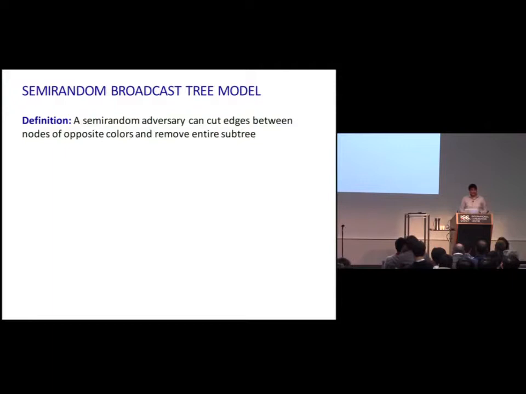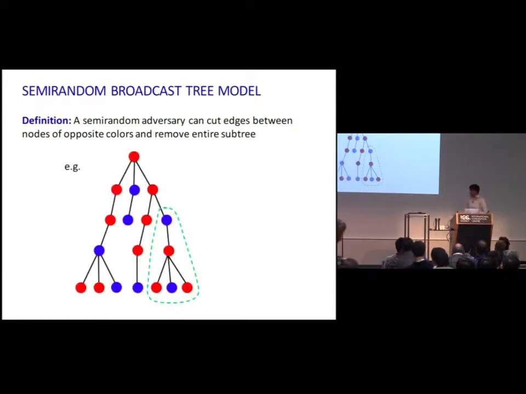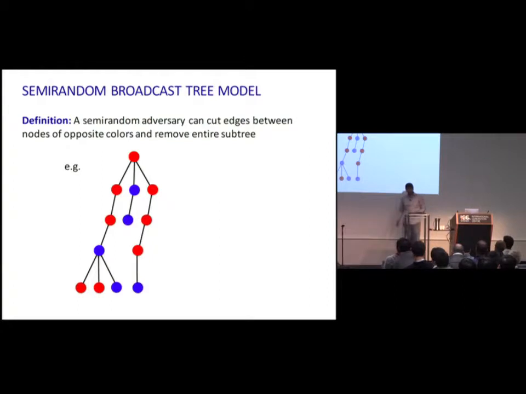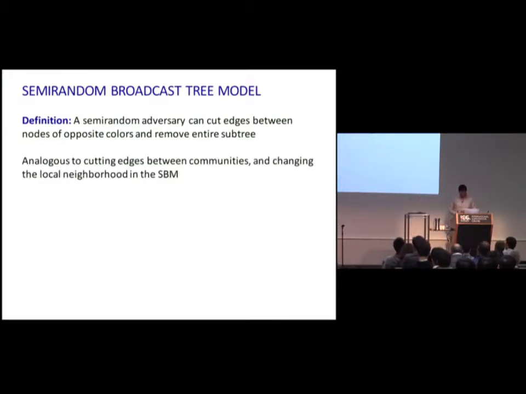That's the analog of cutting edges across two community structures. So for example, if I observed this type of broadcast tree model, well, this edge right here alternates between red and blue. So you can cut that edge, and all of a sudden that subtree disappears from our local view, for example, in the stochastic block model. So he excises that tree out of this picture. So these are the changes that he's allowed to make, because he's allowed to cut edges that alternate.